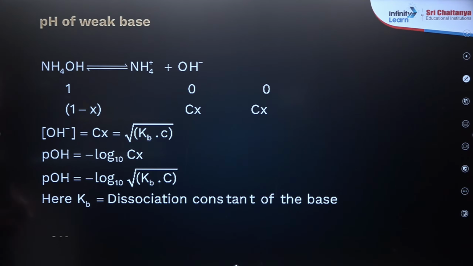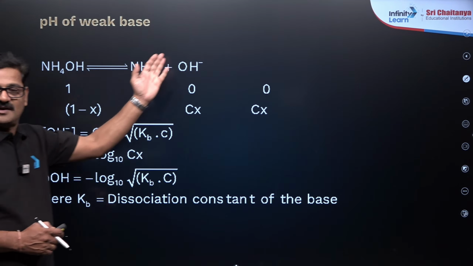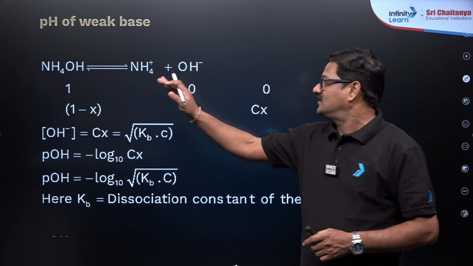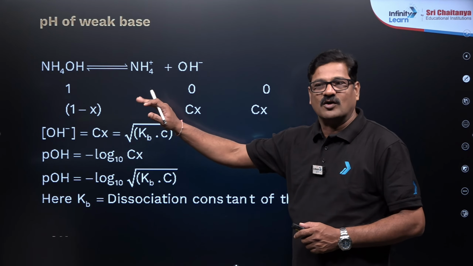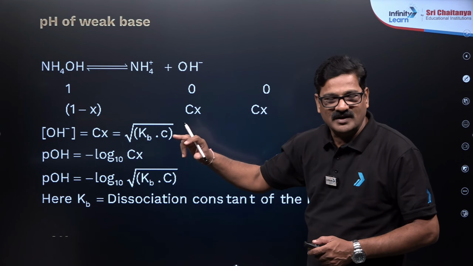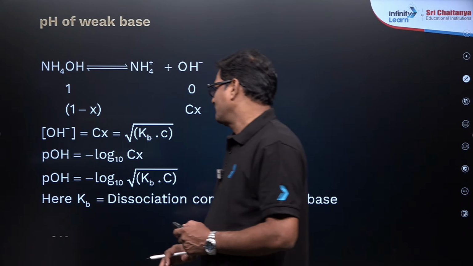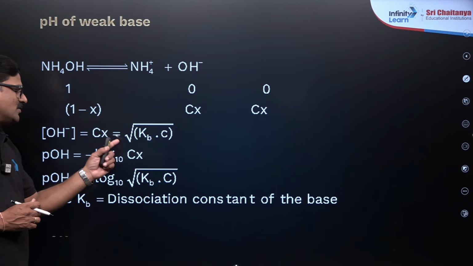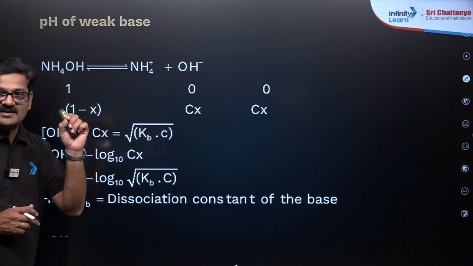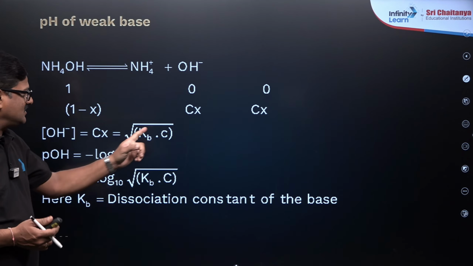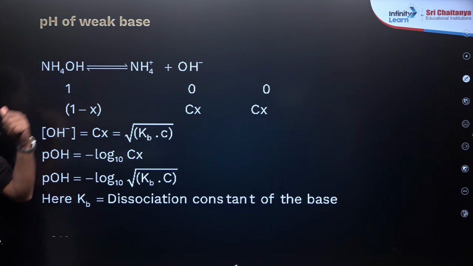The same way you can find the pH of a weak base. Ammonium hydroxide gives us ammonium plus and OH minus. And again, C0, C, X or alpha, C minus C alpha, C alpha, C alpha. Kb is given as, OH minus is equal to C alpha, which is equal to root Kb dot C. Kb is the base dissociation constant and C is the concentration of this weak base.